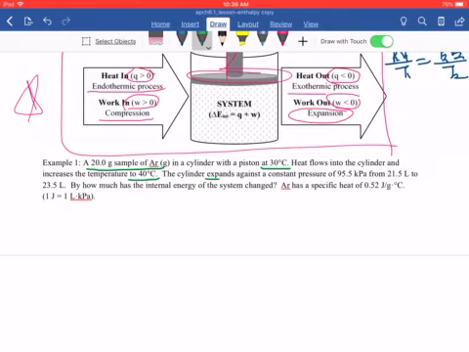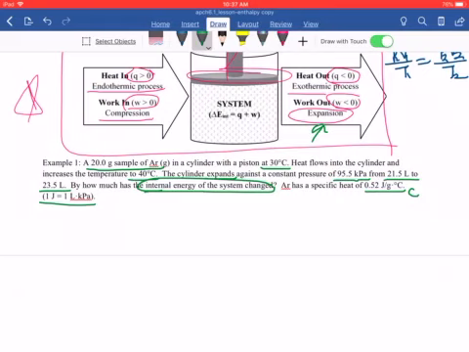The cylinder expands, right? We know that if it's expanding, it will be a negative W, against a constant pressure of 95.5 kilopascals from 21.5 liters to 23.5 liters. So our change in volume is about 2 liters, I believe. And it asks how much the internal energy of the system changes. So we're trying to find the change in energy. It gives us the specific heat, which is c from mcΔT, and it gives us a conversion between joules and liter-kilopascals. They're the same. It gives us a unit conversion.